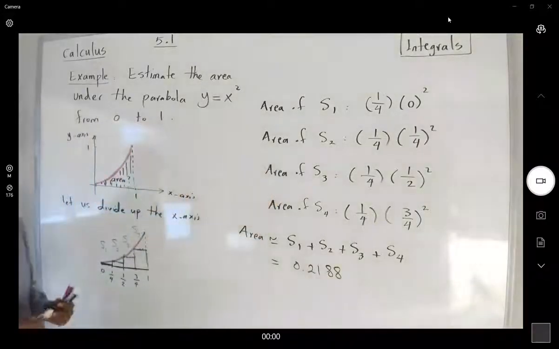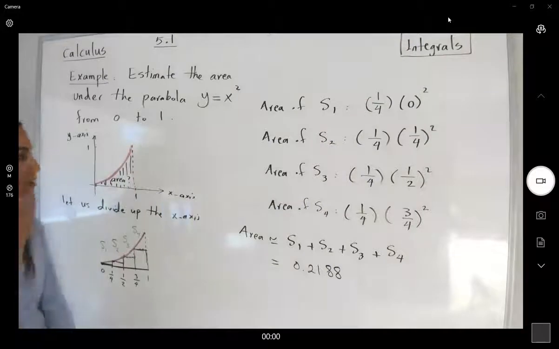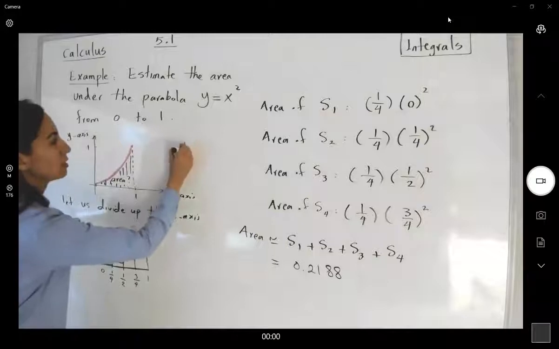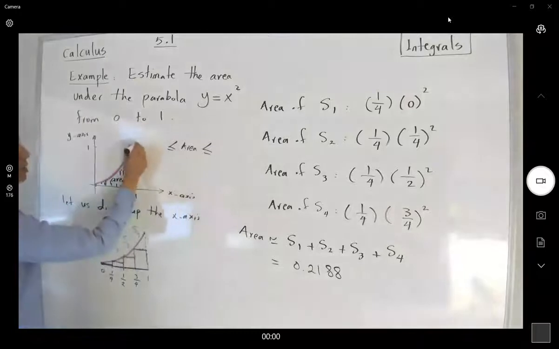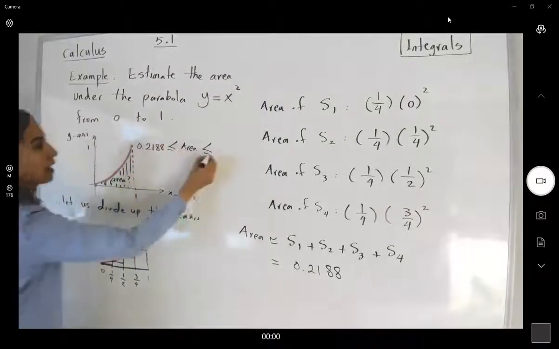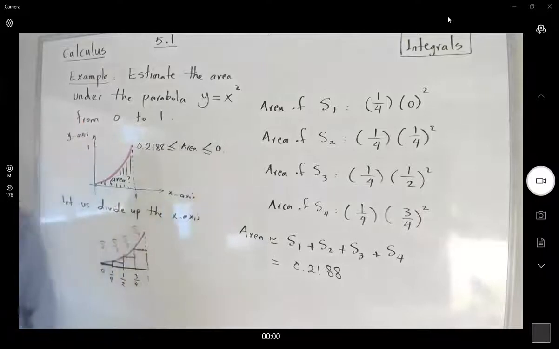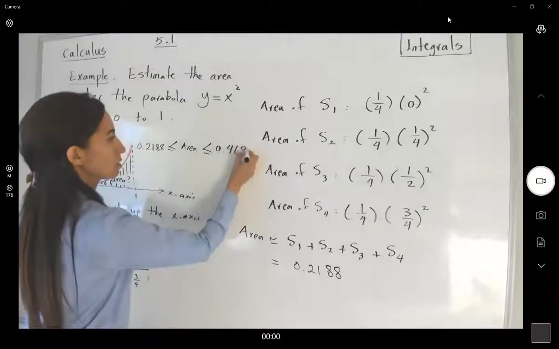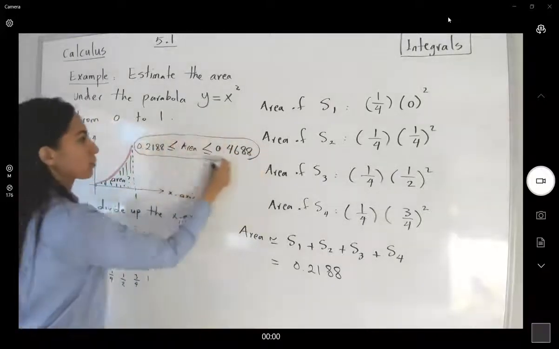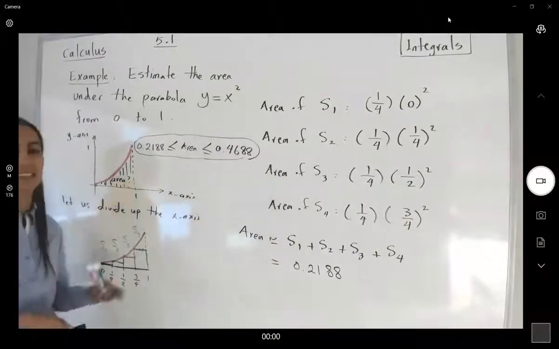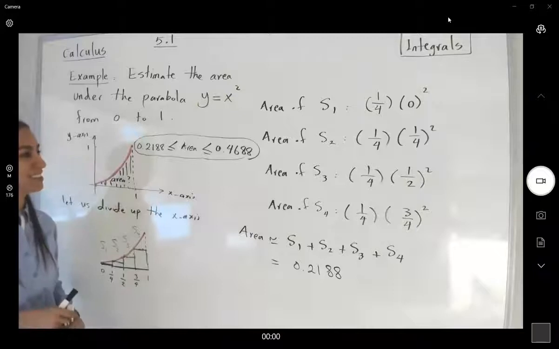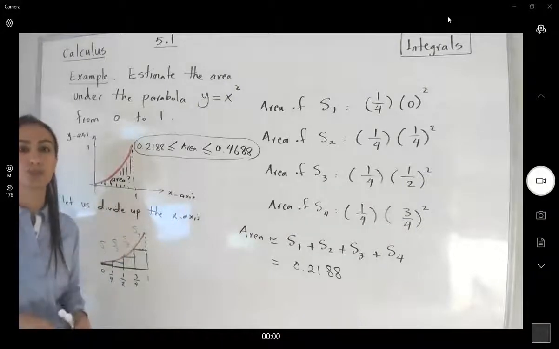Okay, so what's the meaning of that? It means that this area is going to be in between 0.2188 and what was the previous number? 0.4688. But okay, this is an approximation, an estimation. But what is the exact area? That's the question that we try to answer.